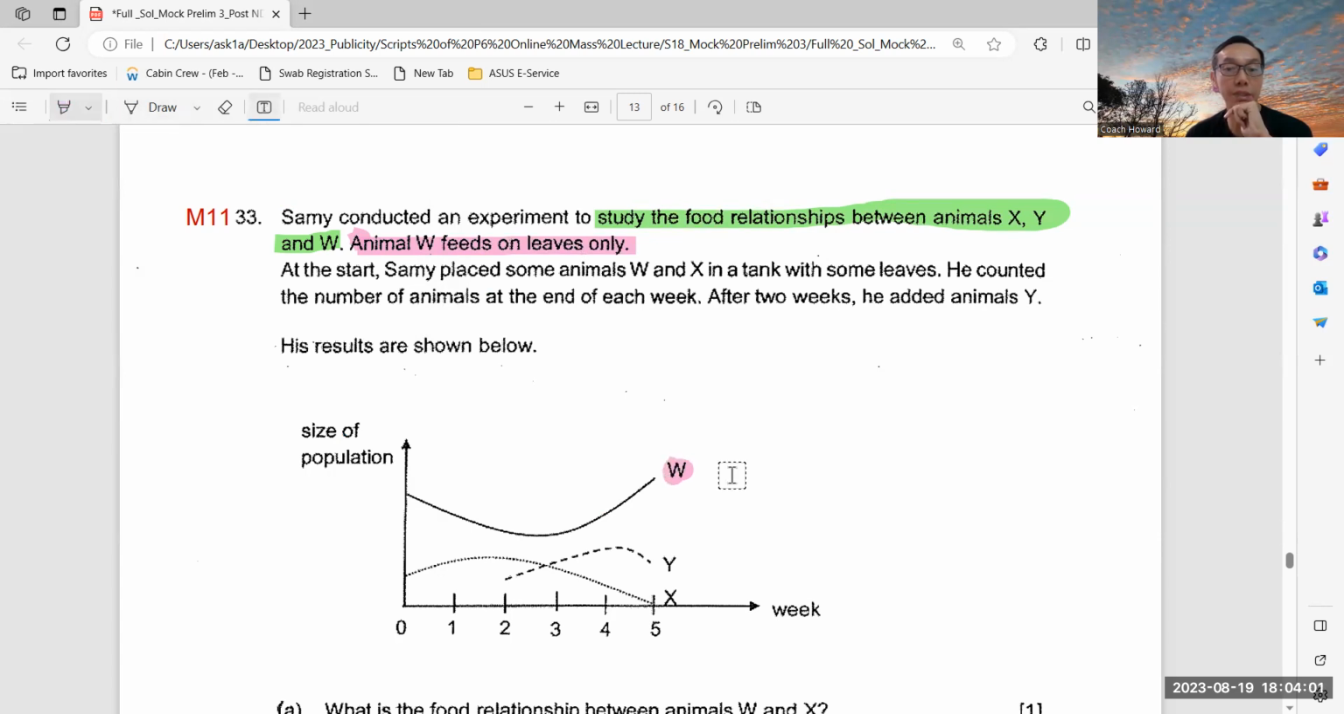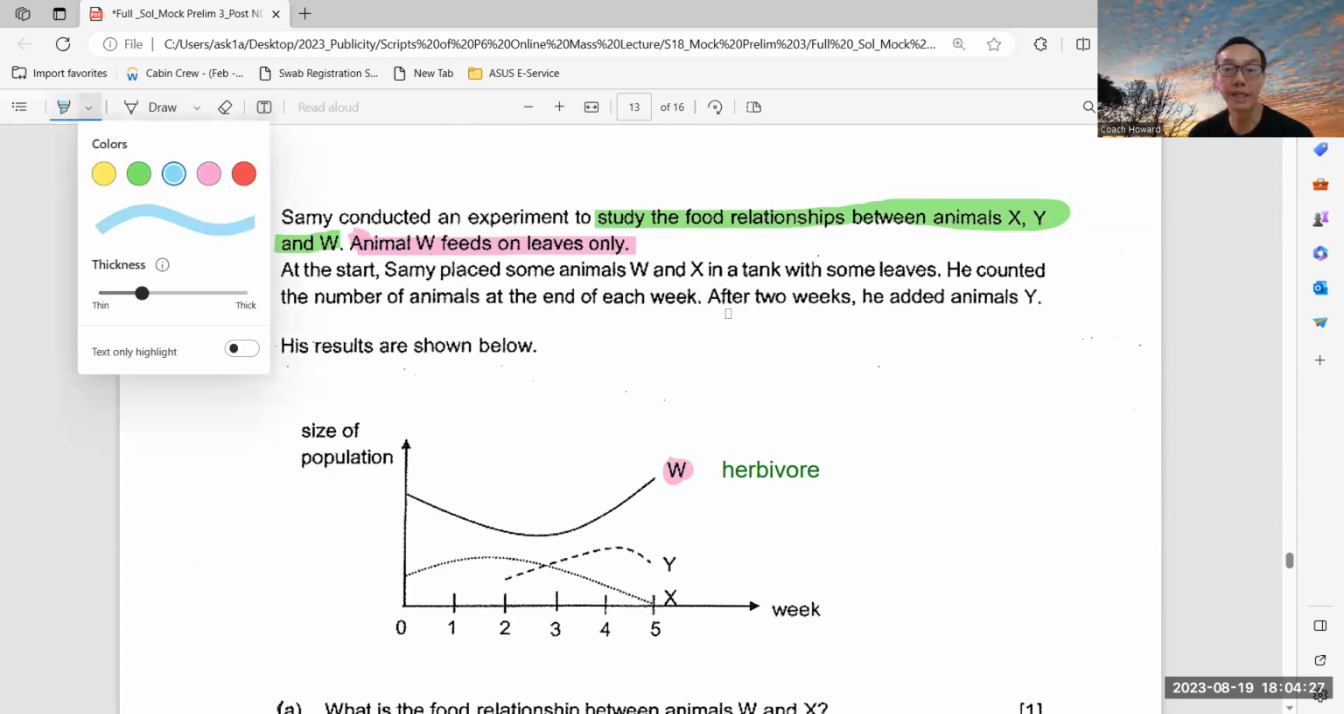So you can annotate here, this is a herbivore. W is a herbivore. At the start, Sammy placed some animals, W and X, in a tank with some leaves. He counted the number of animals at the end of each week. So there are 5 weeks here. After week 2, he added something, and you annotate this part. That means this is what we call an alien.